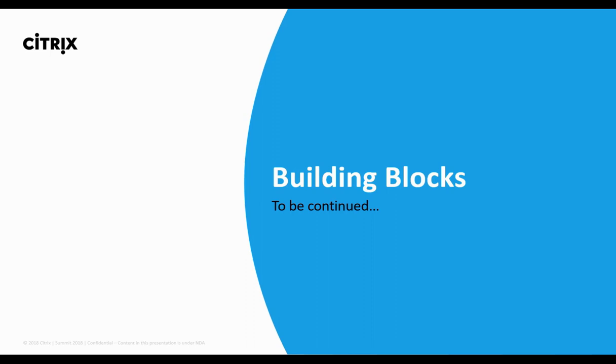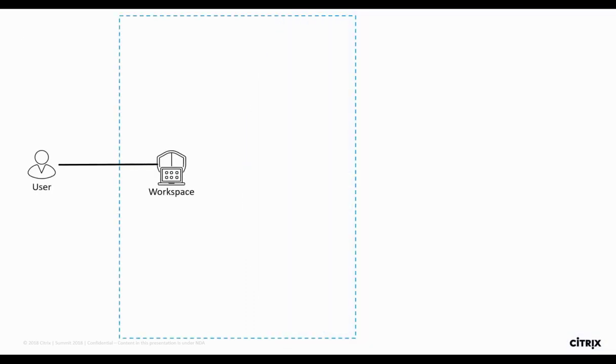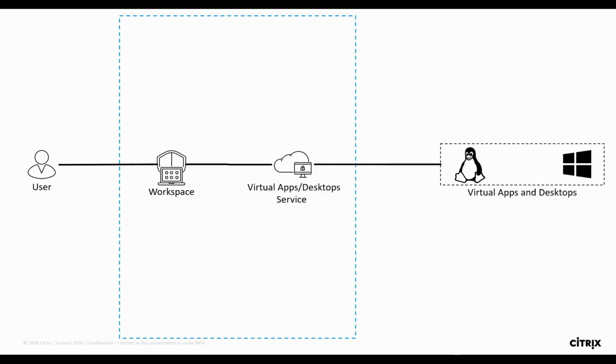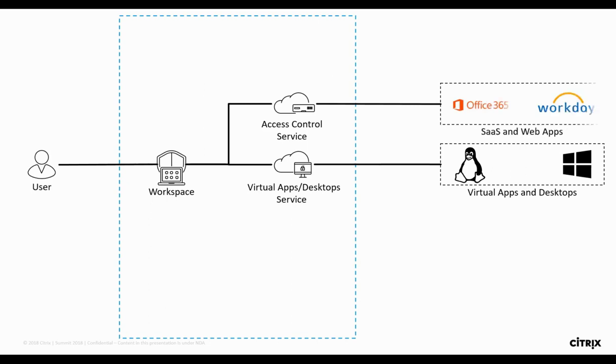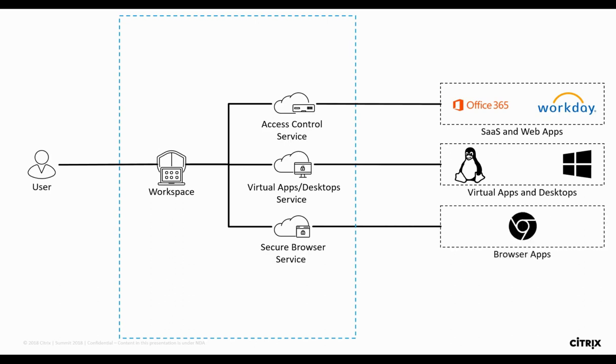So we talked about Workspace App, virtual apps and desktops, and access control. So we look at the architecture and we pull this all together. We're able to get access to our virtual apps and desktops via the virtual apps and desktop service or site aggregation. We're able to get access to our SaaS and web applications via the access control service. We're able to get access to our published browser, our secure browsers, via the secure browser service.